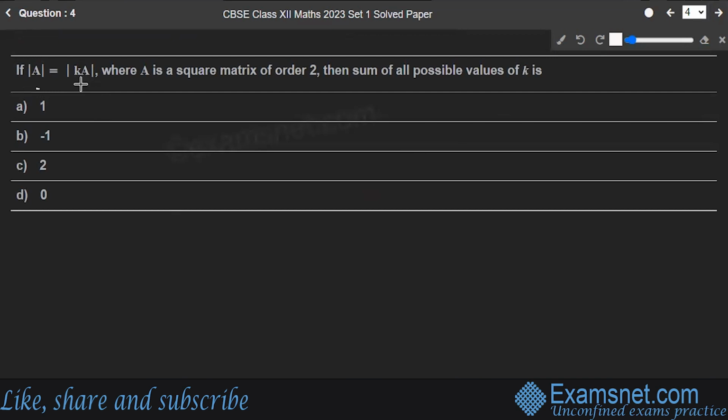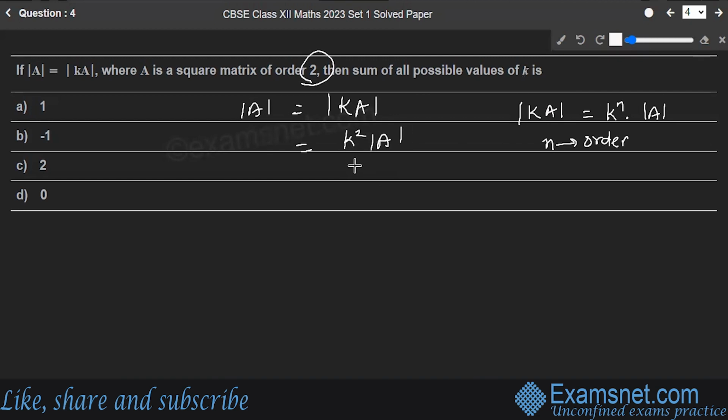If determinant of A is equal to determinant of K into A, where A is a square matrix of order 2, the sum of all possible values of K is equal to. Now you know one formula: determinant of KA is equal to K raised to power n into determinant of A, where n is the order of the matrix. Since it's an order 2 matrix, this is equal to K square into determinant of A.